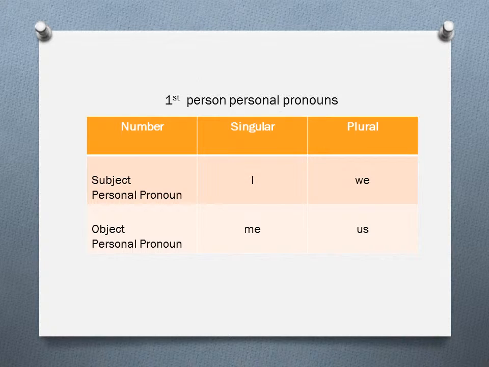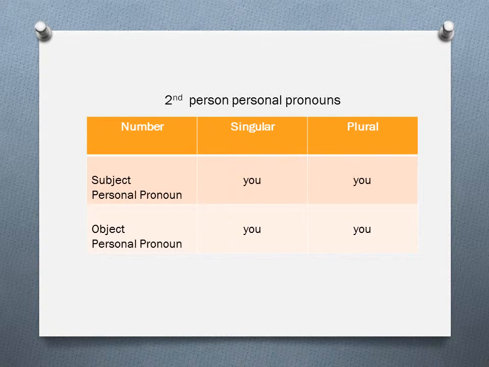This table shows all the personal pronouns of the first person. If the number is singular, we use I in the subject form and me in the object form. If the number is plural, we use we and us. We will discuss the subject and object form later on in this video. Note that the personal pronoun I is always written with a capital letter.